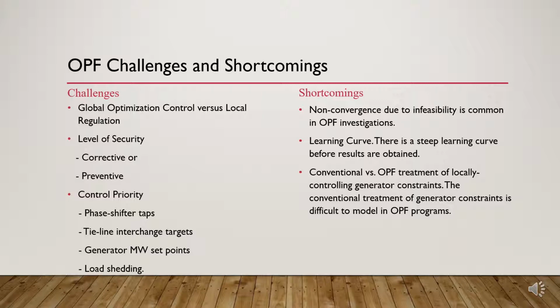There are also shortcomings of the OPF problem solving system. A few are non-convergence due to infeasibility, which is common in OPF investigations. The other one is the learning curve: there is a steep learning curve before results are obtained. The last one is conventional versus OPF treatment of locally controlling generator constraints. The conventional treatment of generator constraints is difficult to model in OPF programs.